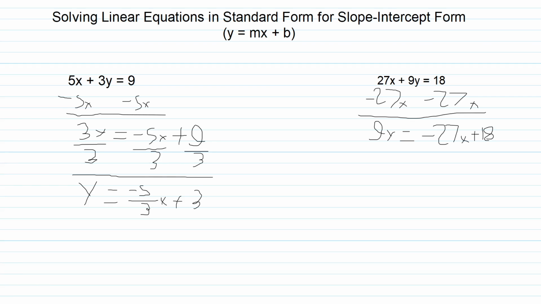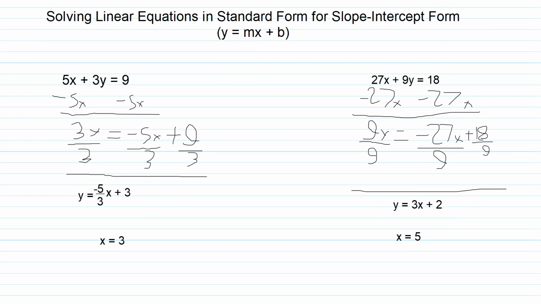What we have to do next, divide the left side by 9, like we did on the other equation, and divide all the terms on the right side by 9. So minus 27x divided by 9 and 18 divided by 9. What this will leave us with is y is equal to minus 3x plus 2.